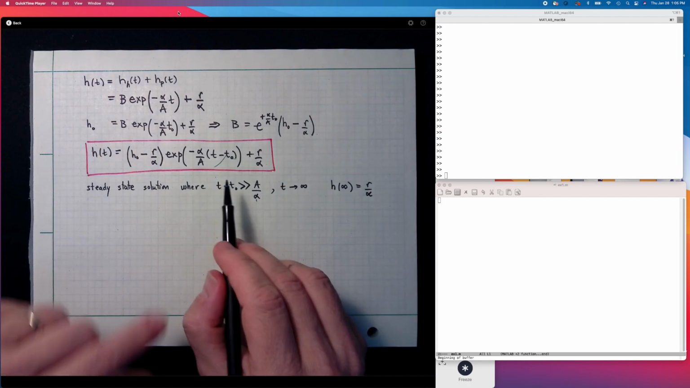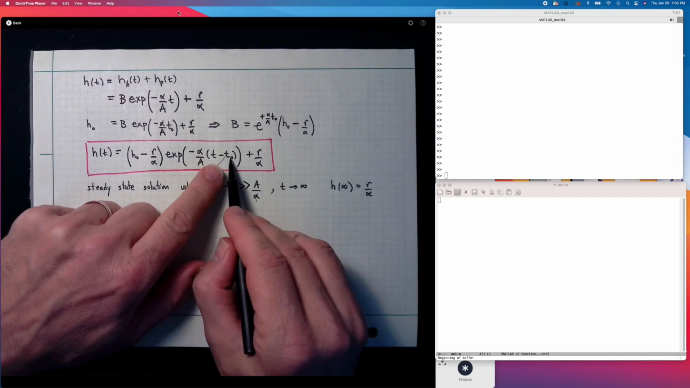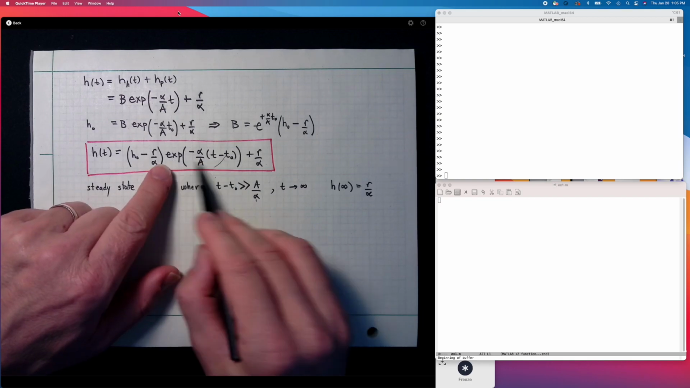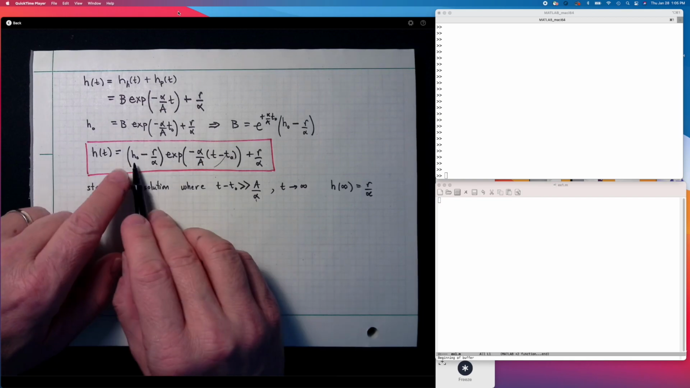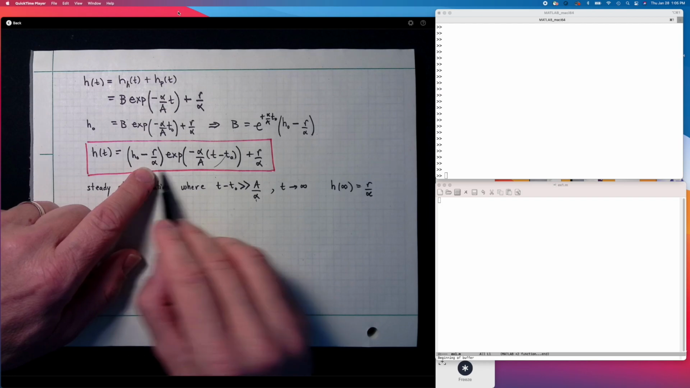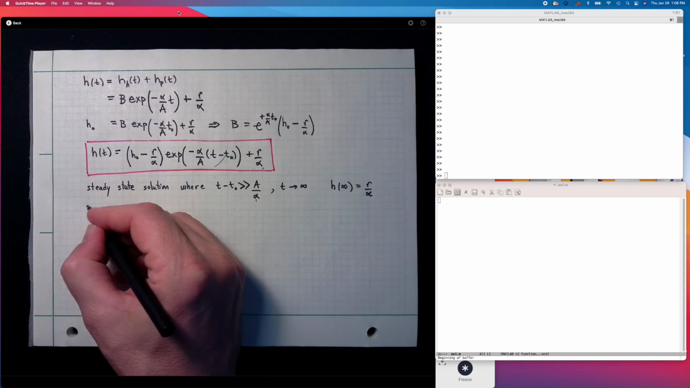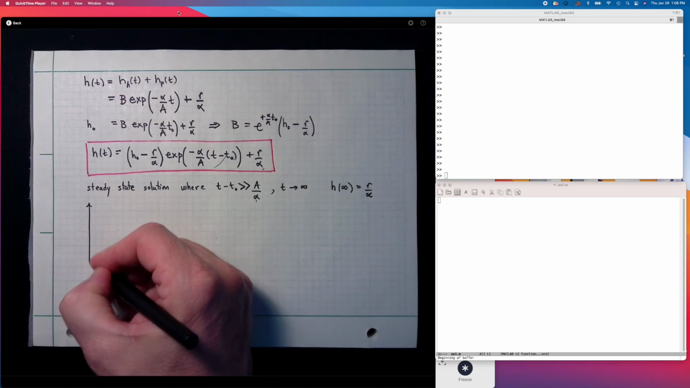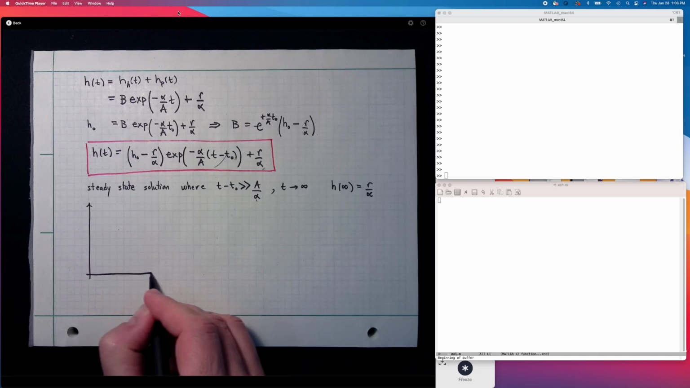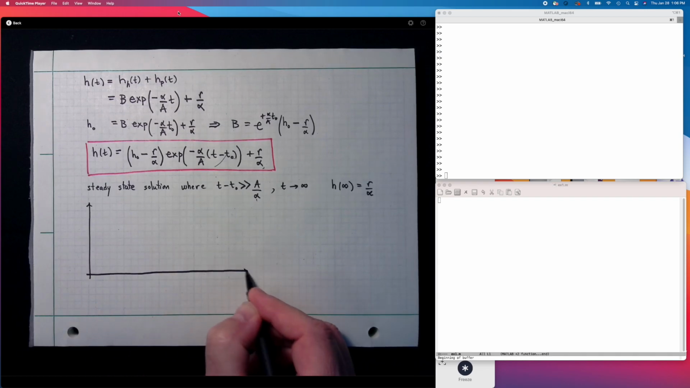Whereas at time t0, t minus t naught is 0, the exponential becomes just 1, and we have h naught minus r over alpha plus r over alpha, and we just get h naught, which is the initial condition. So the solution will look something like this. It will depend on whether h naught is bigger or smaller than r over alpha.